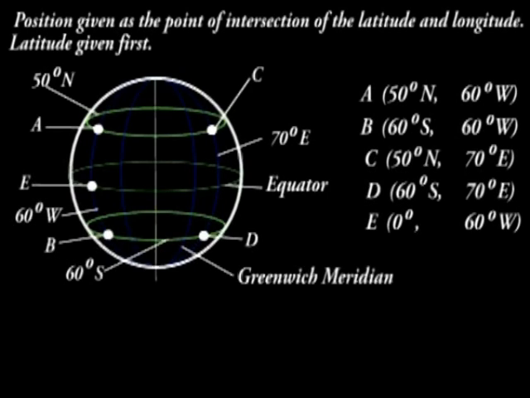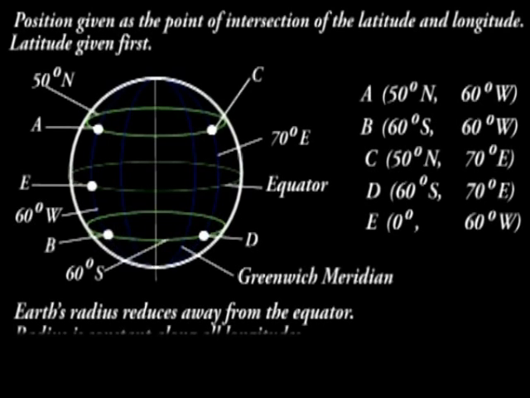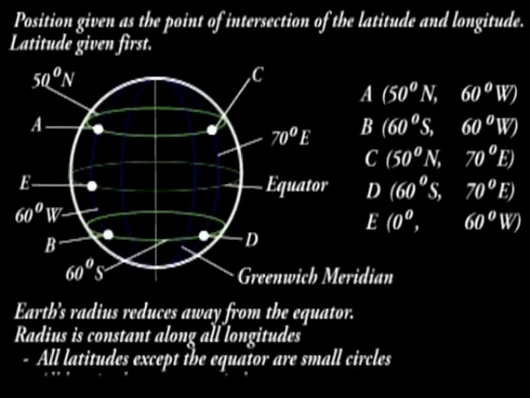The radius of the Earth reduces as one moves away from the equator. All latitudes other than the equator are called small circles. The radius of the Earth is, however, constant along all meridians. All meridians are great circles.